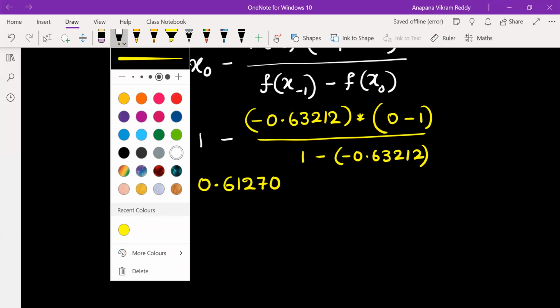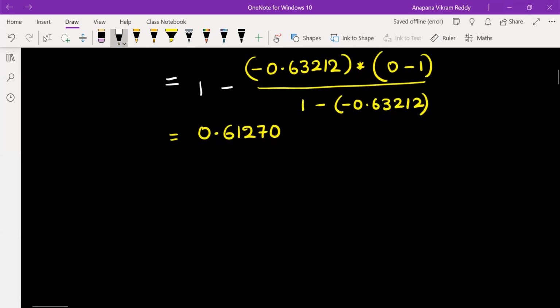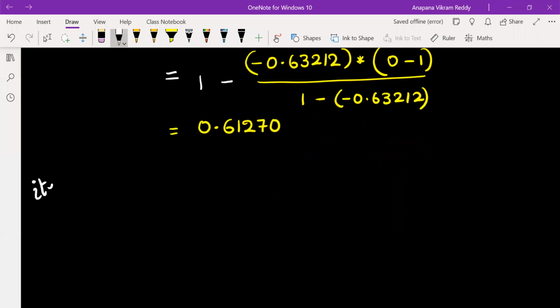Fine. Then iteration number two. I can do the two iterations remaining, you can do, right? There are some candidates like me. They want at least two iterations.